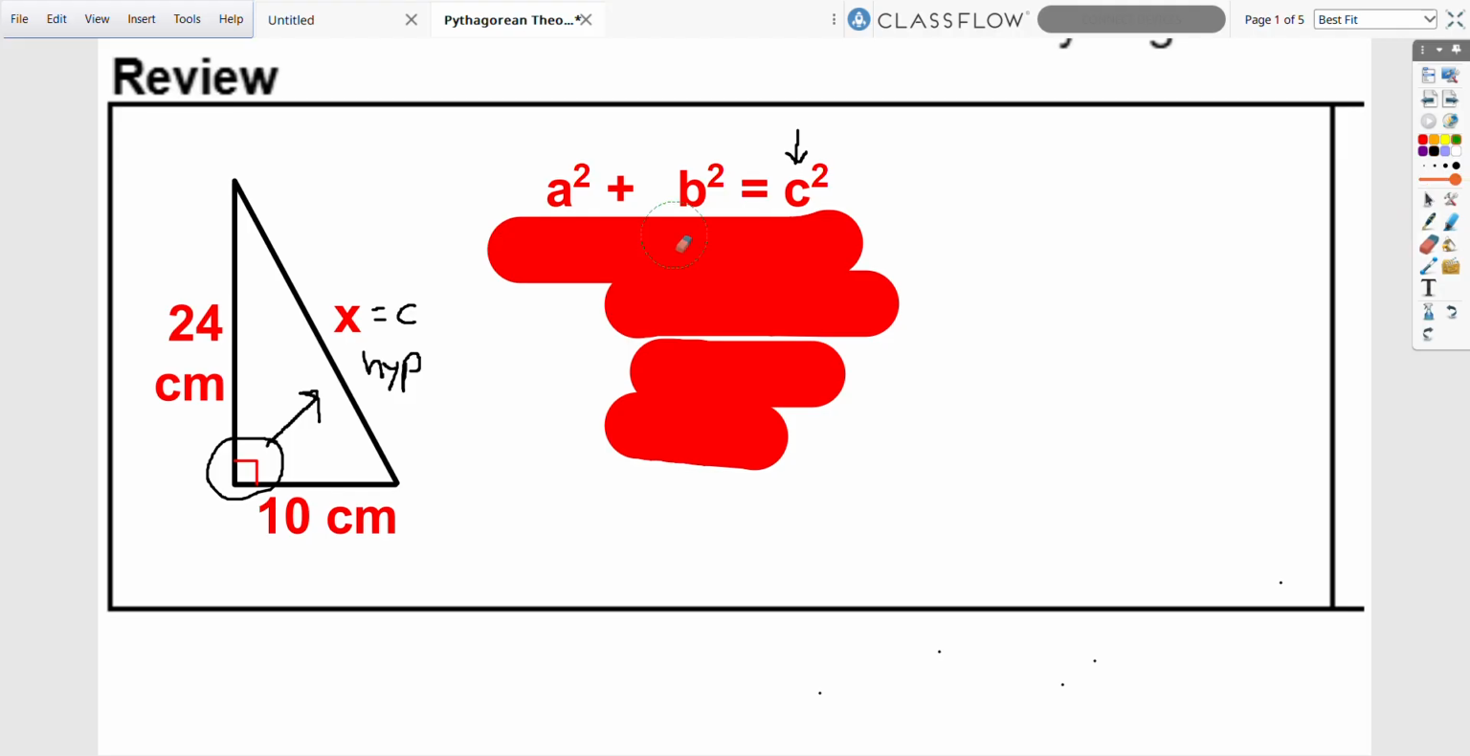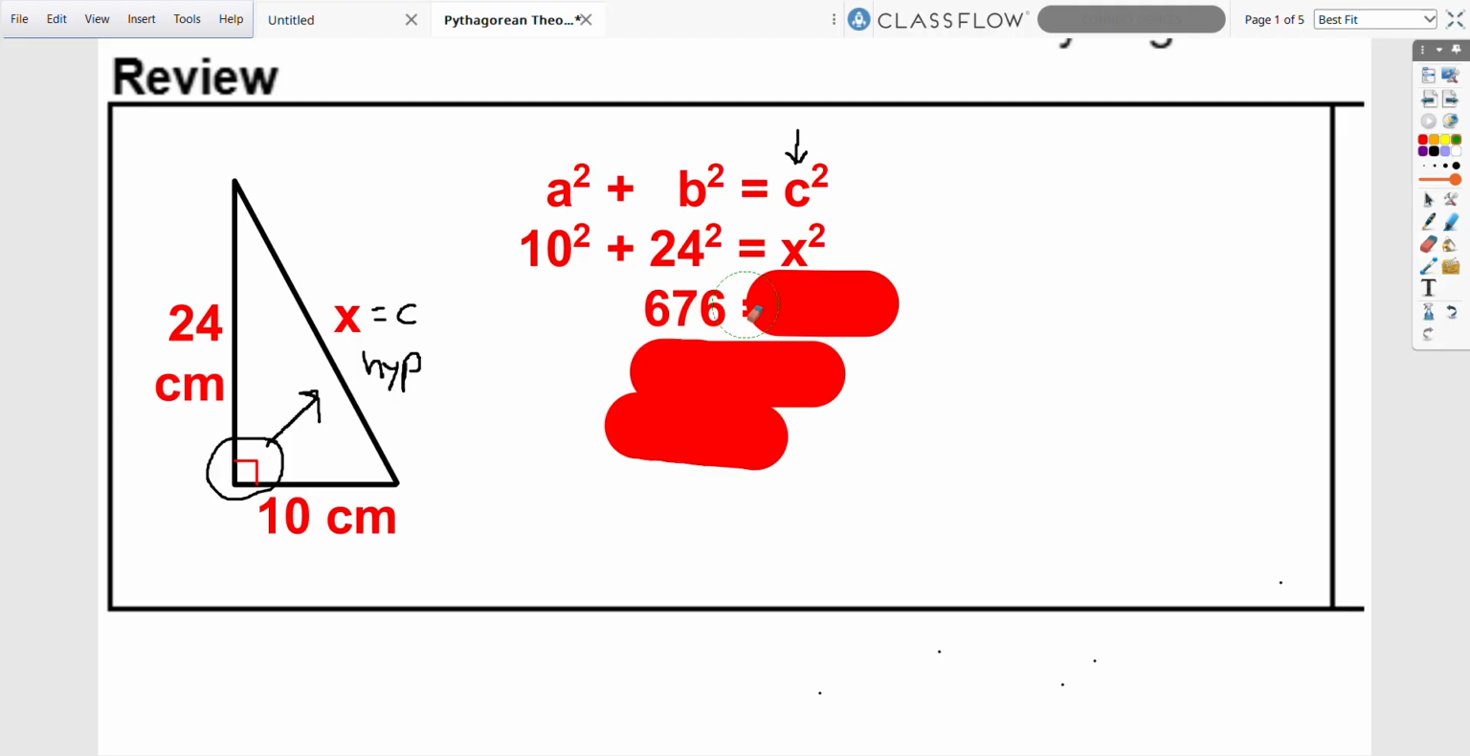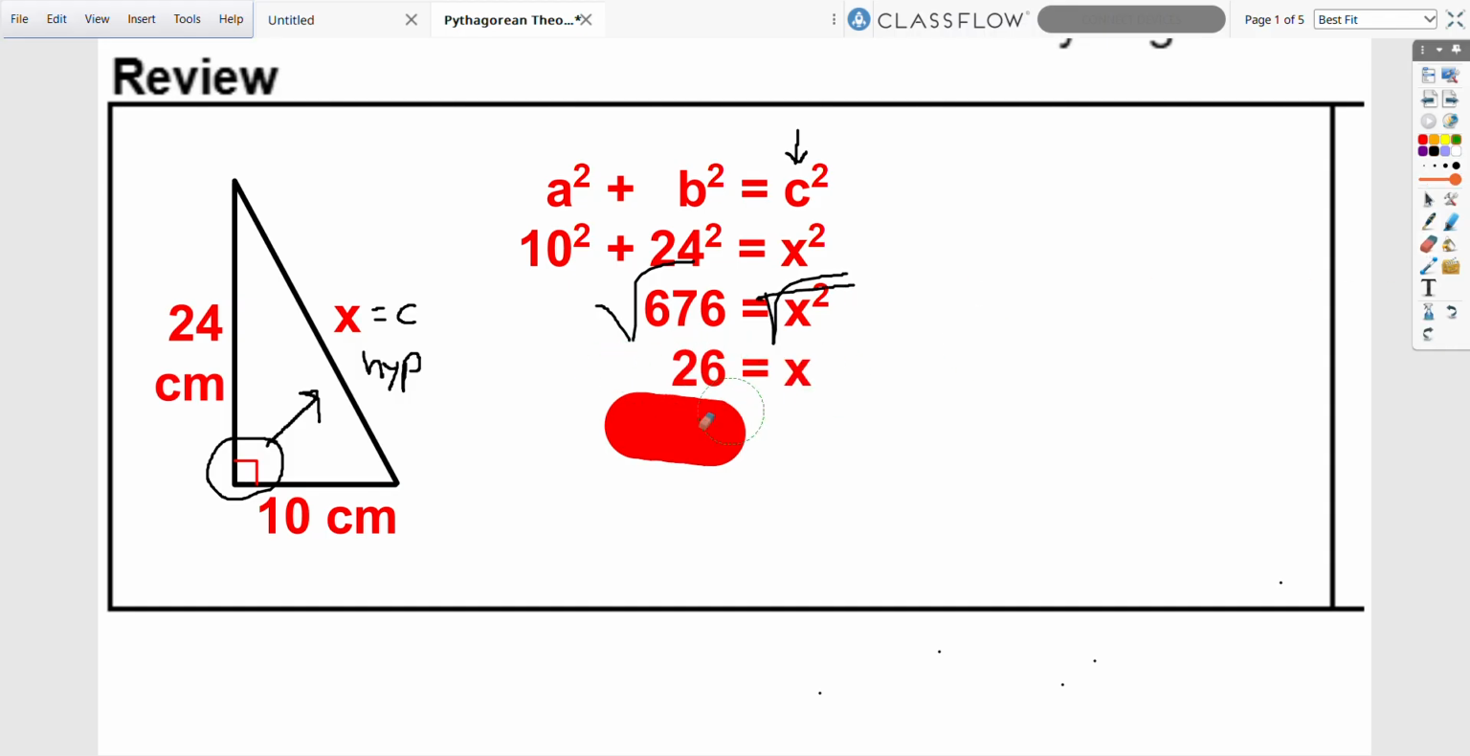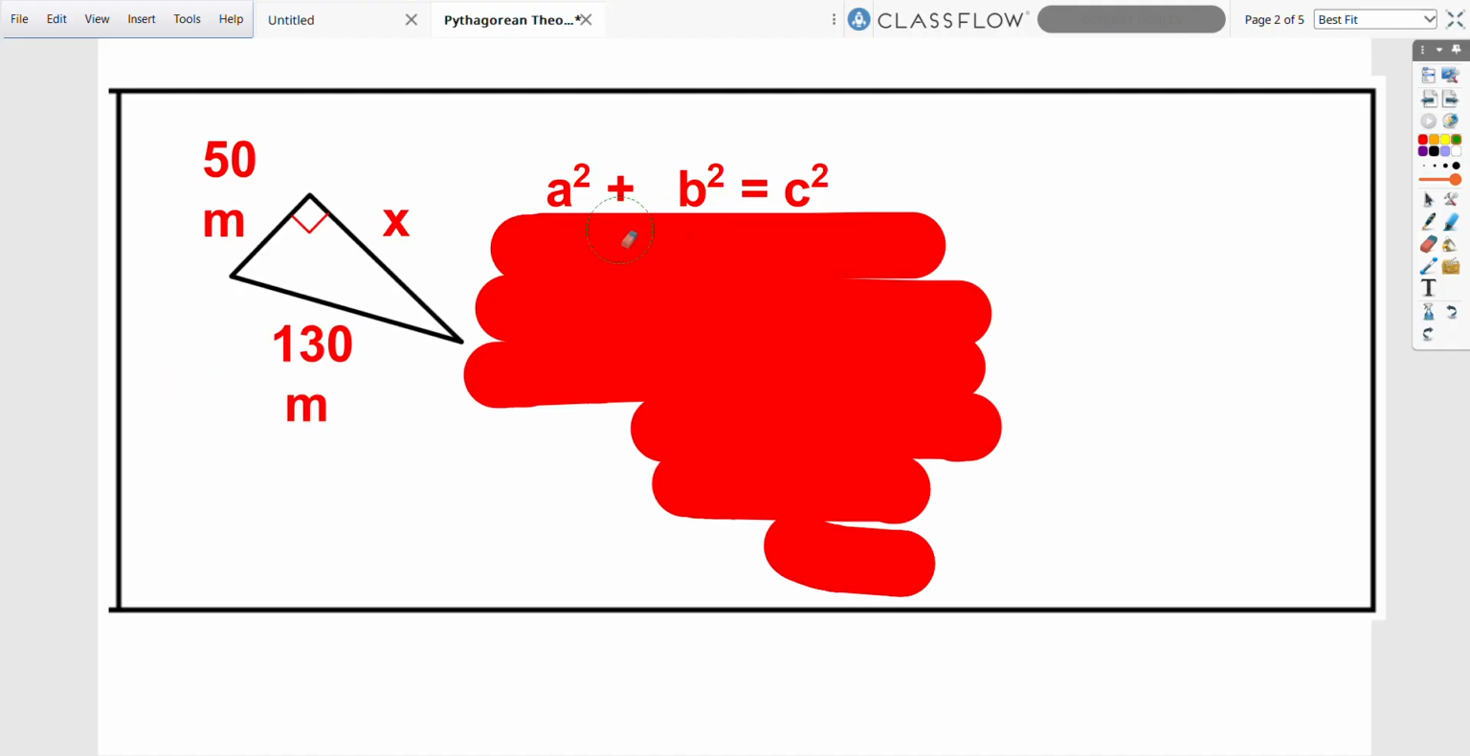So when we set this up, we get 10 squared plus 24 squared, and then we make sure that the variable goes where the hypotenuse is, x squared. We put 10 squared plus 24 squared in the calculator, giving us 676 equals x squared. We square root both sides to get rid of that exponent, and then we end up with 26 centimeters for x.